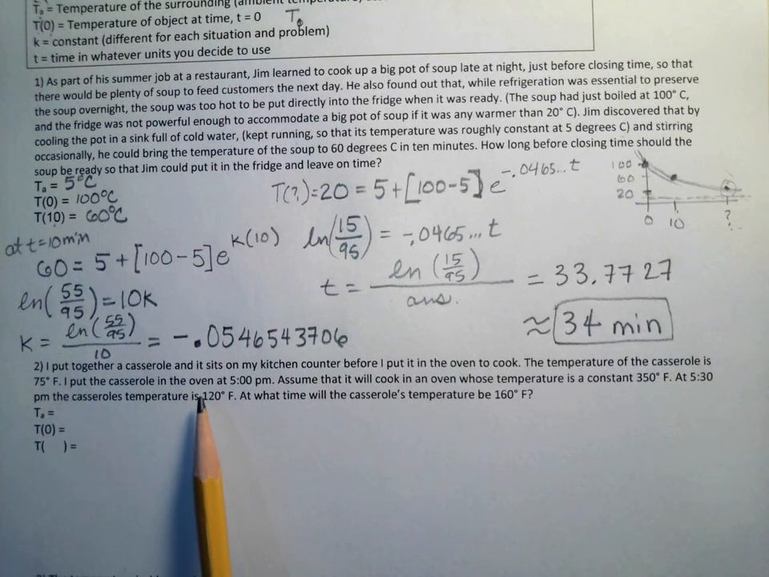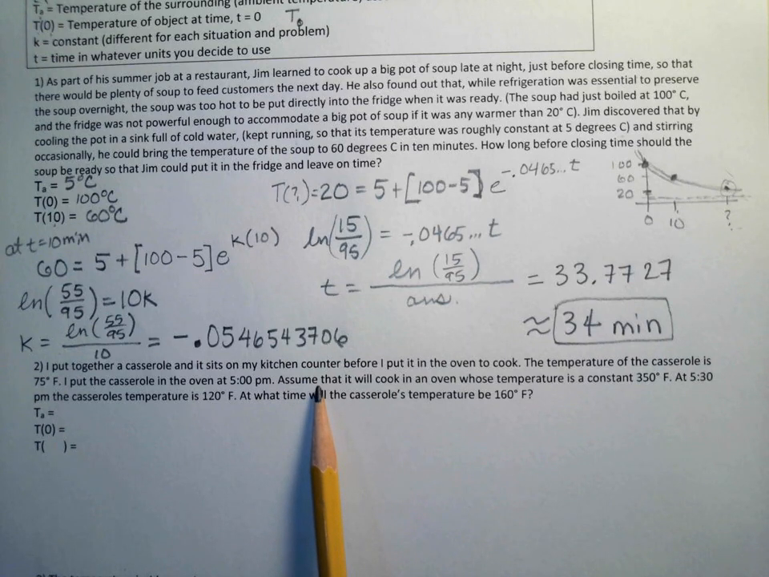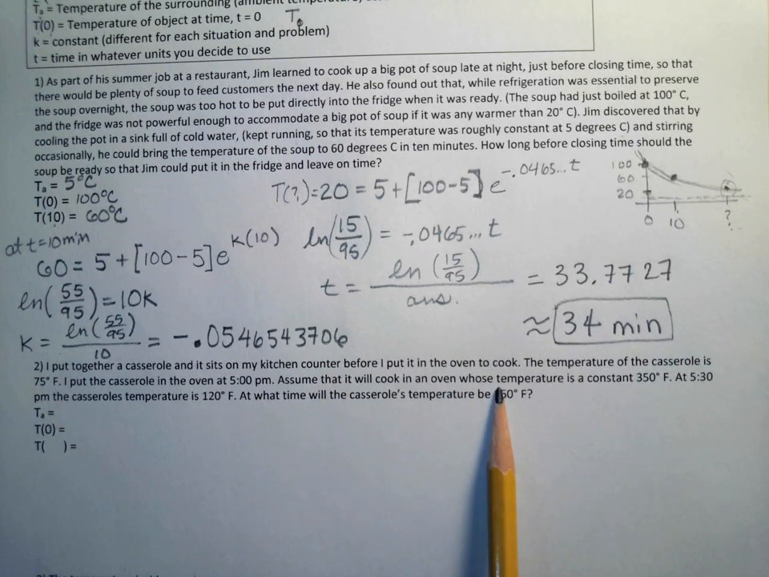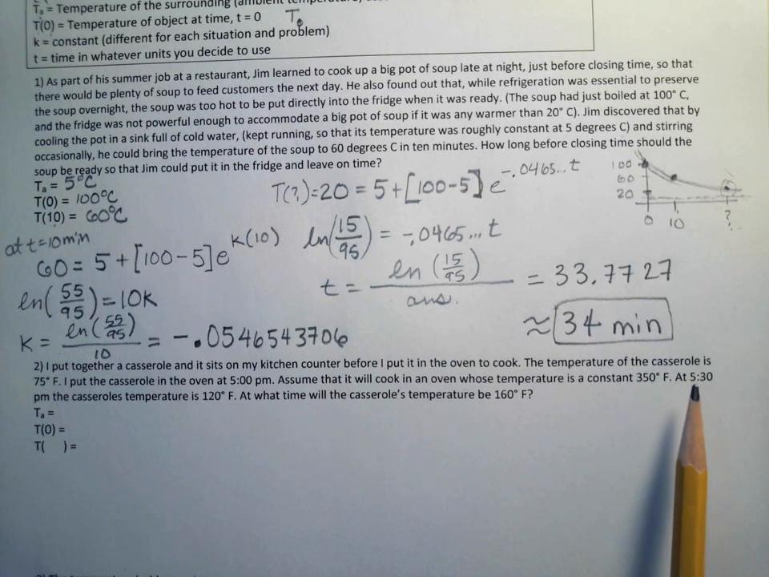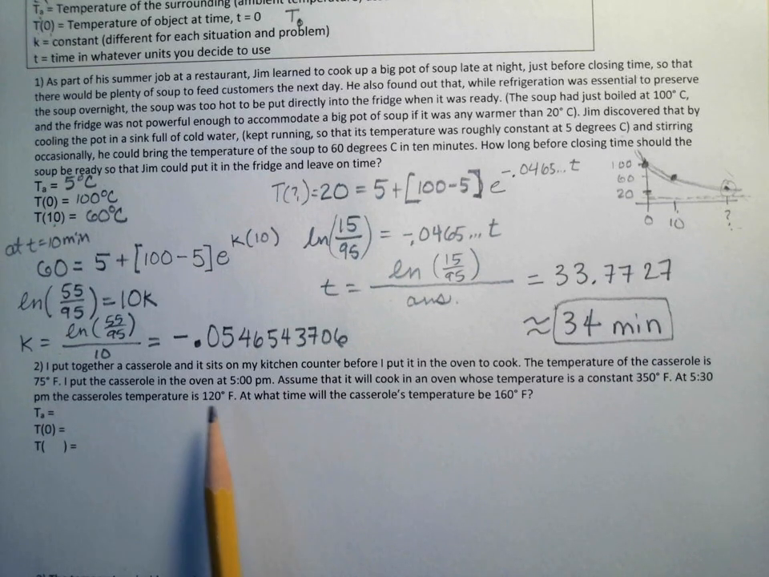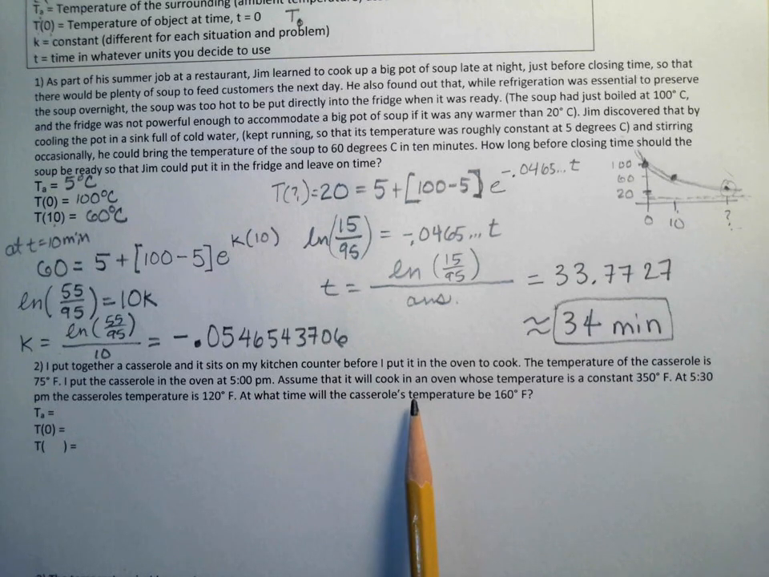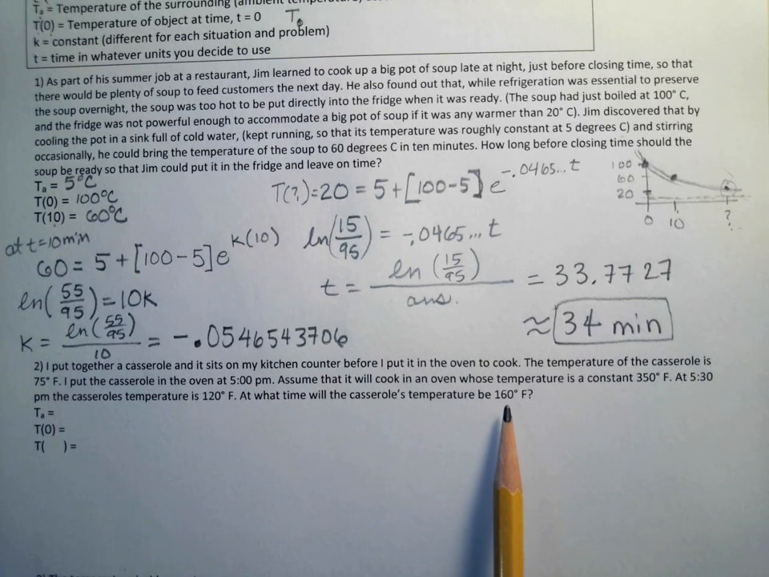I put the casserole in the oven at 5 p.m. and assume that it will cook in an oven whose temperature is a constant 350 degrees. All right, at 5:30, so 30 minutes later, the casserole temperature registers 120 degrees. At what time will the casserole temperature be 180? So I'm going to assume that 160. So when it reaches 160, it's warm enough, I can pull it out and eat dinner.